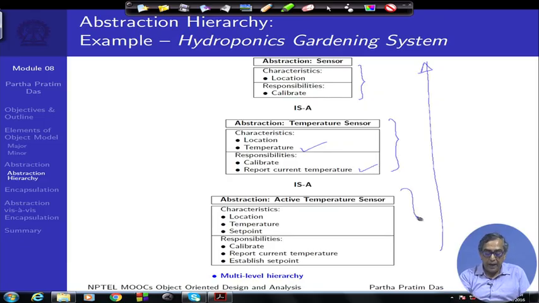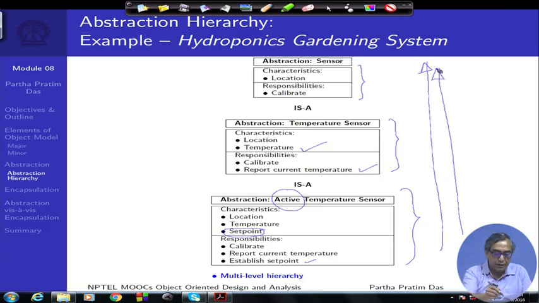Then I may have an active temperature sensor, which is not just sensitive at certain points of time, it is available every time. It can set a point to function and so on. So, it has more characteristics, more behavior, and therefore, this is what forms a hierarchy which can also be multi-level in terms of the abstractions.